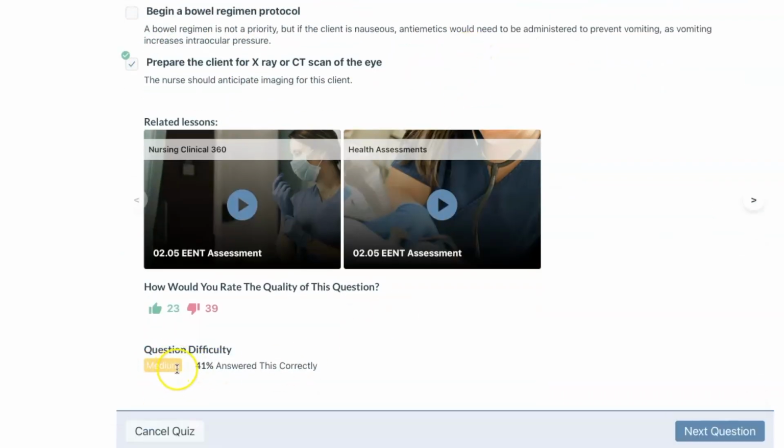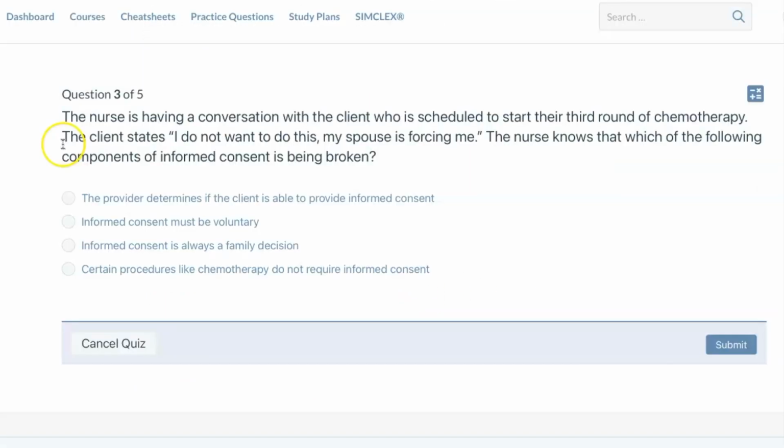This was a medium difficulty question. 41% answered this correctly. It's also nice that they do this because you can see kind of where you stand with your peers. Question 3.